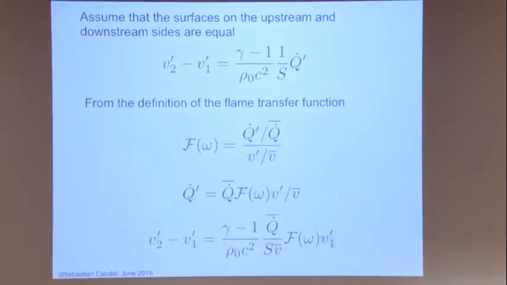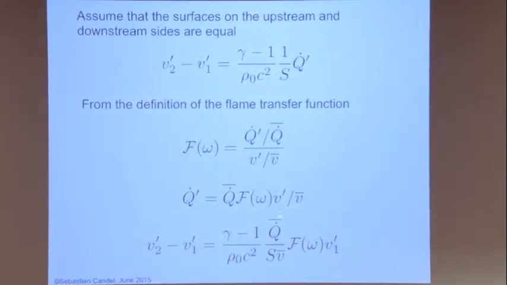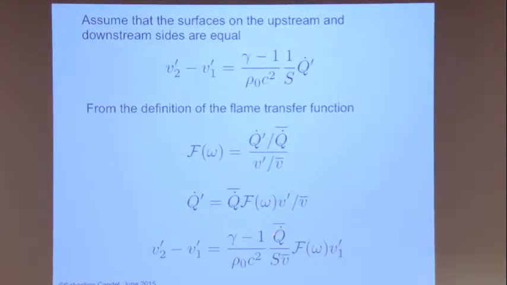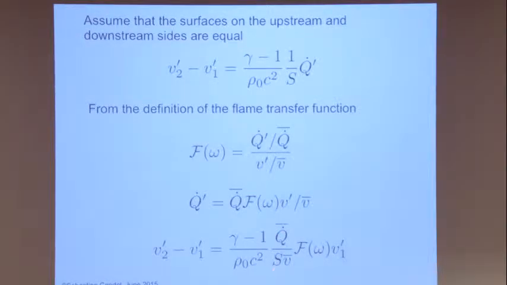What we see from that is that what really matters is this heat release divided by the area. It's this quantity here. This is what matters. It's this flux of power due to combustion, which will multiply this transfer function here. And what happens here is that the velocity on the downstream side of the flame is related to the velocity on the upstream side plus this quantity here.